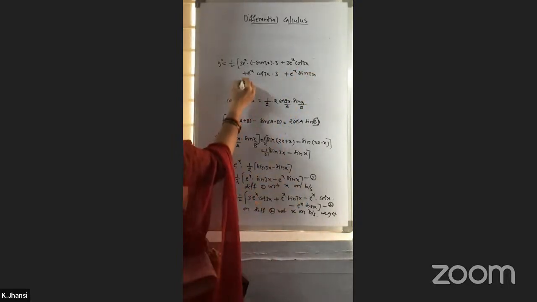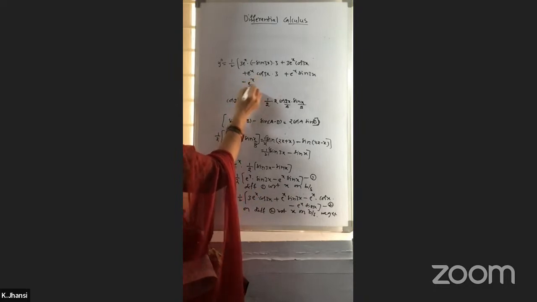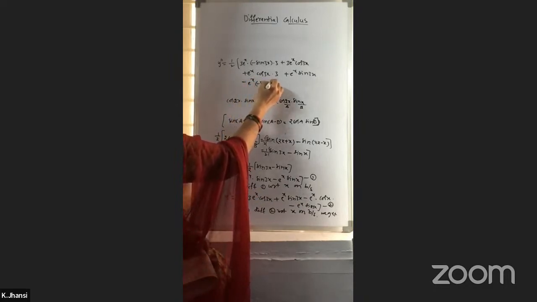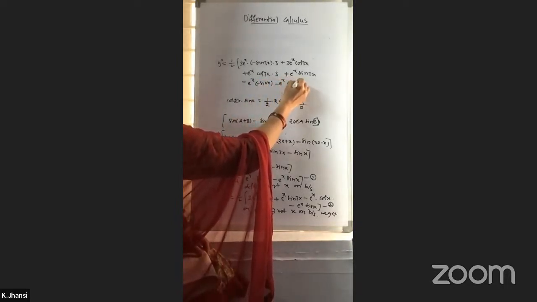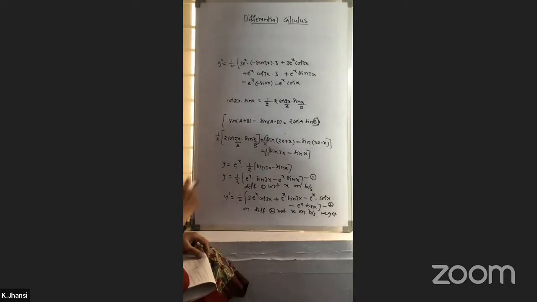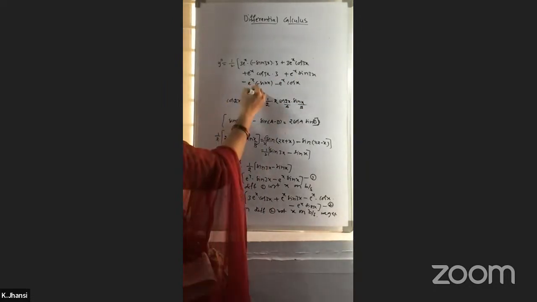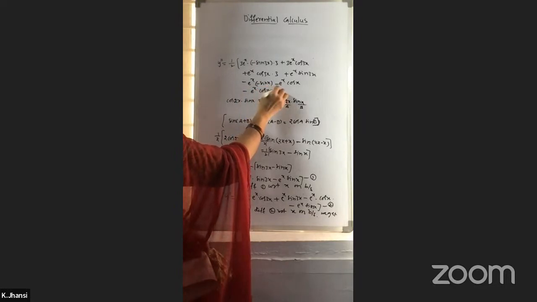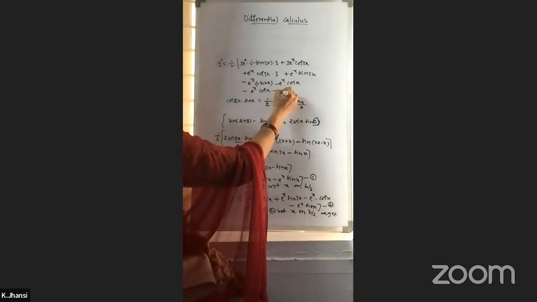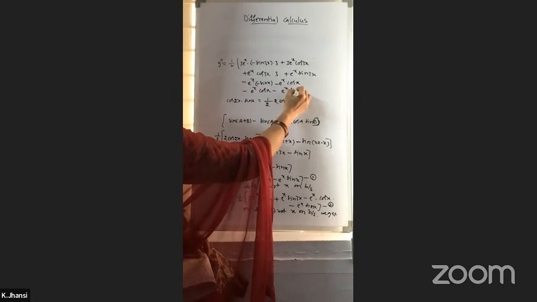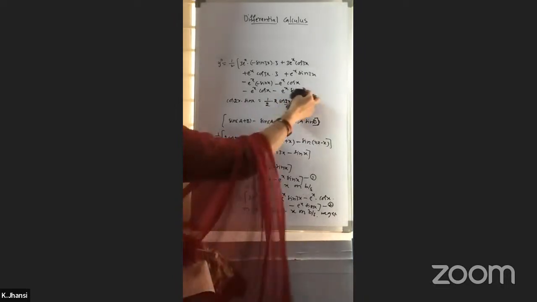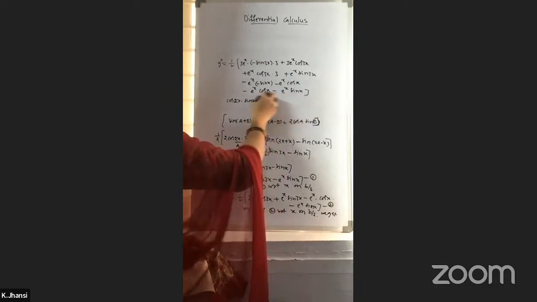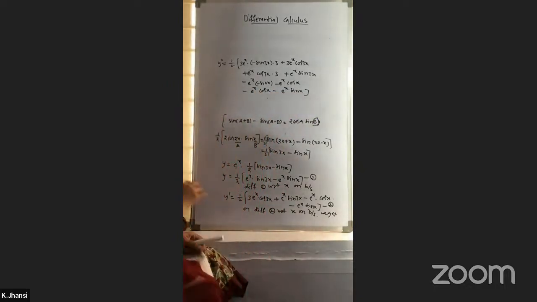Next, this one: minus e power x, cos x differentiation is minus sin x. Okay, minus e power x cos x. There is a third term. Next, again, fourth term: minus e to the power of x cos x minus e to the power of x sin x. Okay, these many terms you will get. So if any like terms are there, then you can add. And if any positive and negative terms are there, you can cancel the terms.